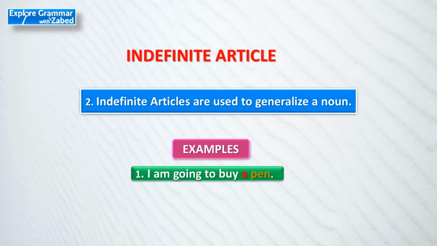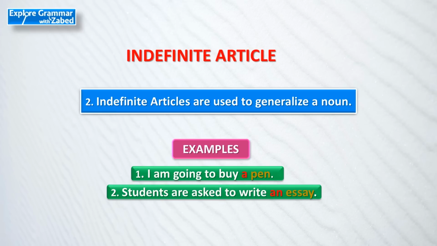Look at the second example. Students are asked to write an essay. It means any type of essay. It doesn't specify the word essay. It doesn't give any information about it. So, that's how this generalizes a noun. And that's why they are called indefinite articles, because they do not make the meaning of a noun specific.